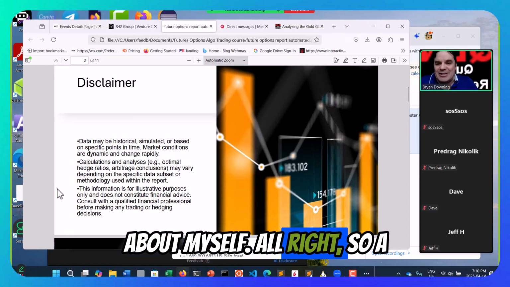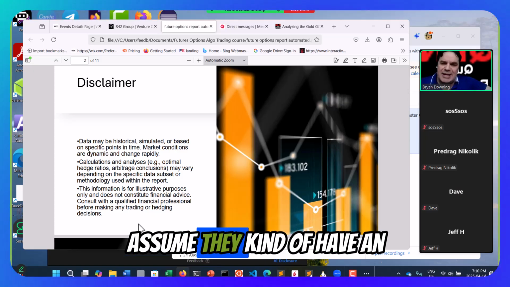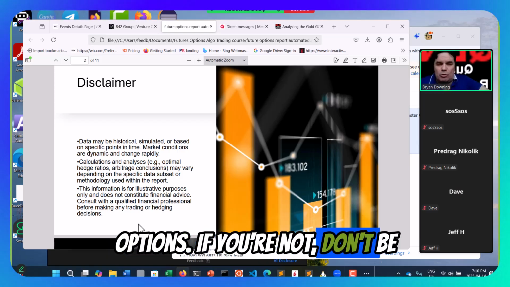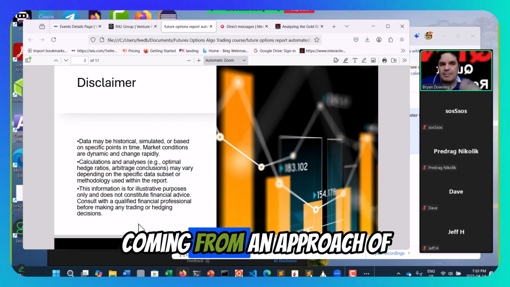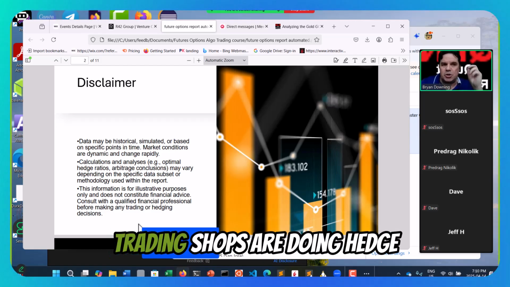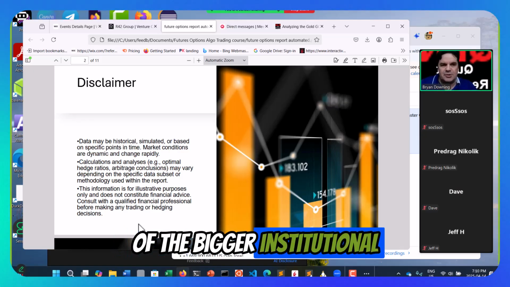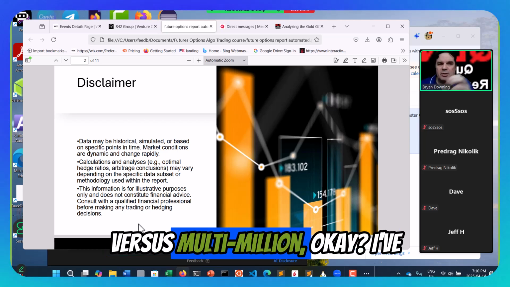All right, so a couple things I'm going to show you here. I'm going to assume you have a knowledge of futures and options. If you're not, don't be confused by it. This is coming from an approach of what HFT shops, high frequency trading shops, are doing, hedge fund shops, and some of the bigger institutional multi-billion, I'd probably say, versus multi-million.